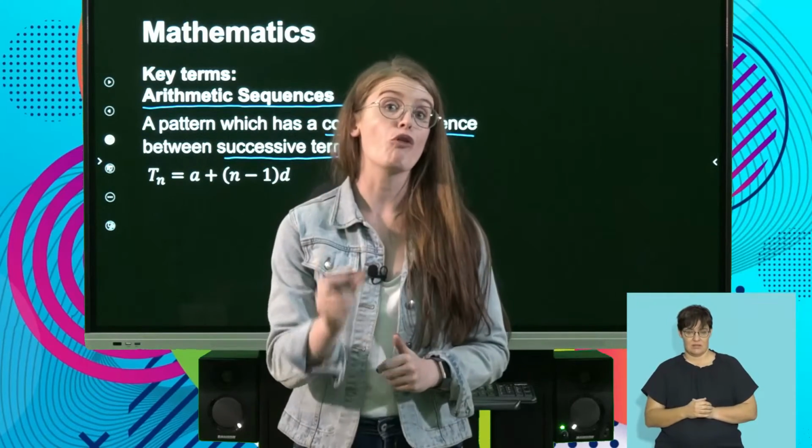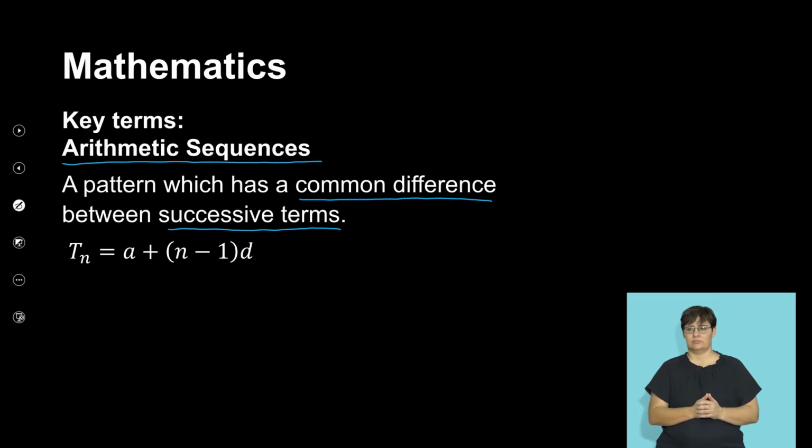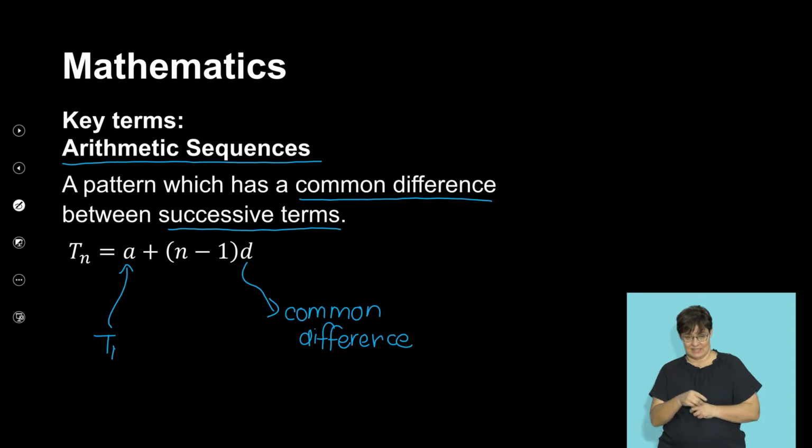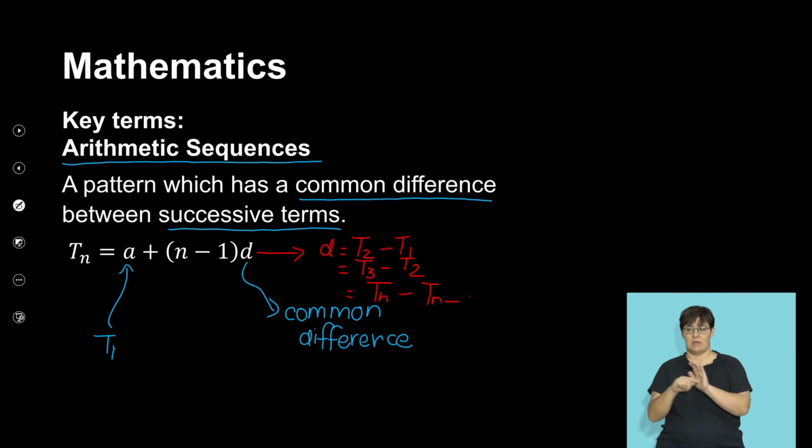Let's remind ourselves of the general form of an arithmetic sequence. So just a reminder everyone, for an arithmetic sequence, the nth term Tn is equal to a plus (n minus 1)d. a represents the value of term 1 and d represents my common difference. So again, this is what makes an arithmetic sequence an arithmetic sequence. Also, just a little reminder, if I'm worried about calculating the common difference, it will be equal to term 2 minus term 1, or term 3 minus term 2, but in general, I can say it's equal to Tn minus Tn minus 1. So that is the definition of an arithmetic sequence.